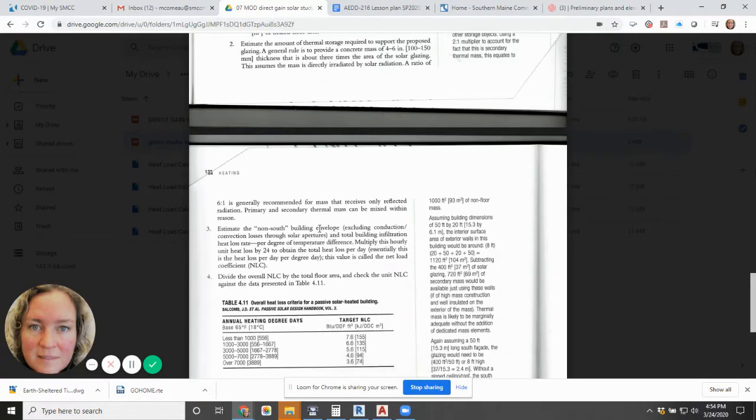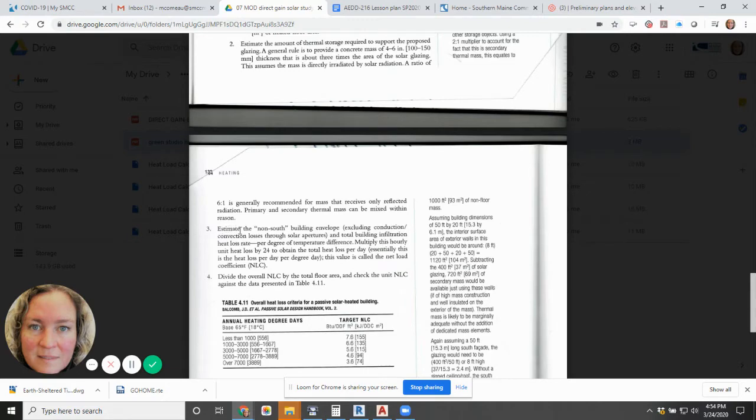And then this talks about reflected radiation, which is a little misleading because I'm not bothering with that. In my example house, I'm not doing reflective radiation. It's just the sun's going to hit that concrete floor and it's going to start retaining that heat.